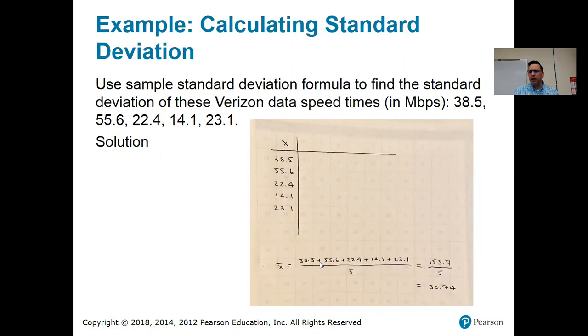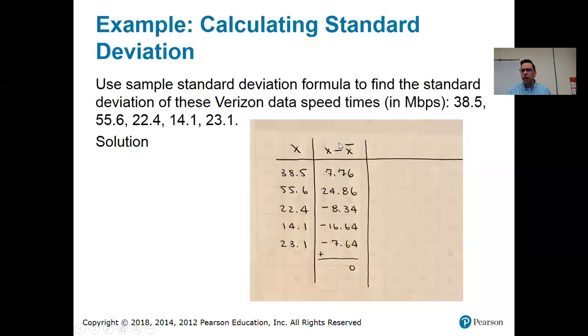The next thing I am going to do is subtract that mean from every single one of these numbers, and I'm going to put that in a new column where I write x minus x bar at the top. So let me try to be clear. The way that I got these numbers was I went 38.5 minus 30.74, and that gave me this. 55.6 minus 30.74. 22.4 minus 30.74, et cetera.